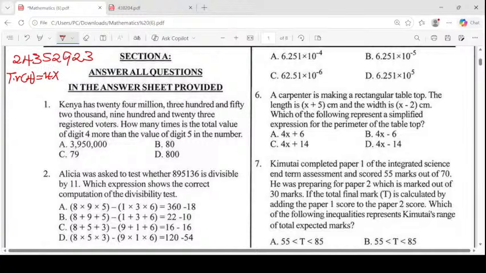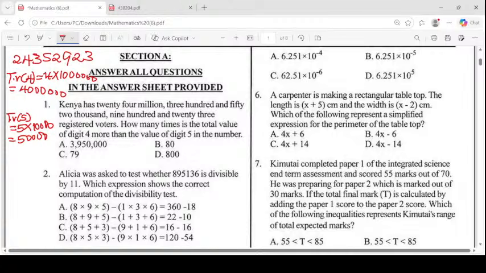Digit 4: ones, tens, hundreds, thousands, tens of thousands, hundreds of thousands, millions. So this is times a million. So this is 4 million. How many times is that total value more than the total value of digit 5? The total value of digit 5 is obtained by taking 5 multiplied by its place value, times 10,000, this becomes 50,000.